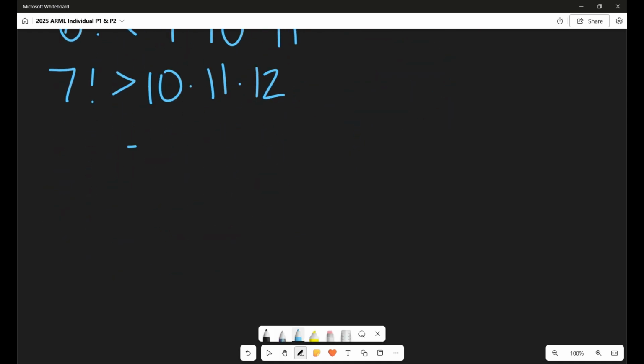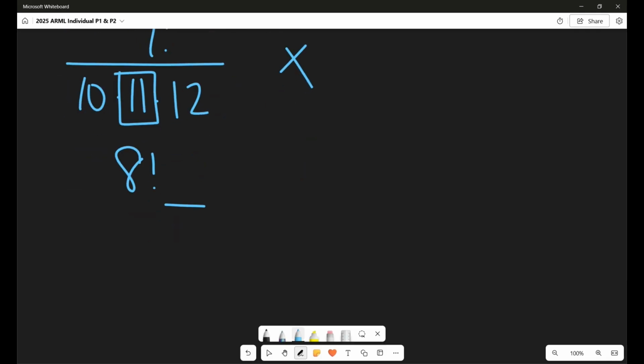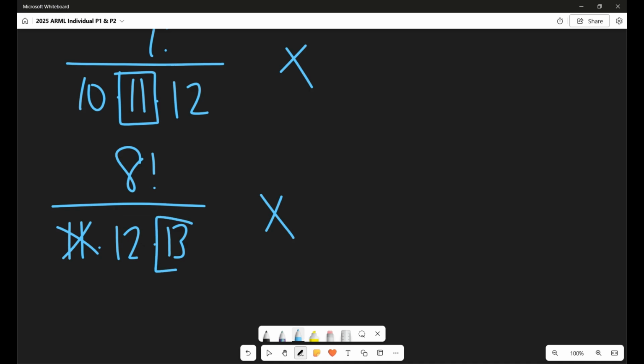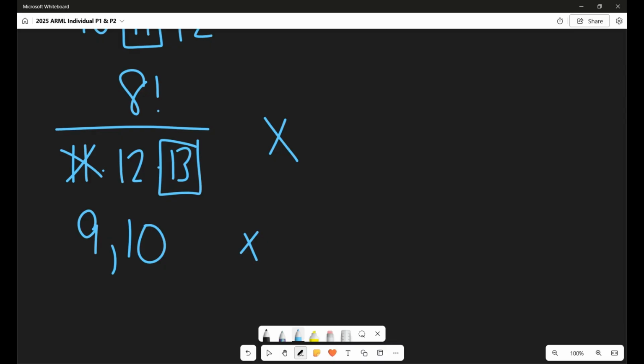When we test for 7, we get 7 factorial over 10 times 11 times 12. Now we notice this denominator has that pesky 11, and we don't have an 11 in the numerator because we only have the integers up to 7. So for that reason, 7 does not work. With 8, we have a very similar situation because our denominator is 11 times 12 times 13. The 11 makes this not an integer. Now you'll also notice that here we have a 13. So for that reason, 9 and 10 will also not work, because for both 9 and 10, you'll have that 13 sitting there in the denominator.